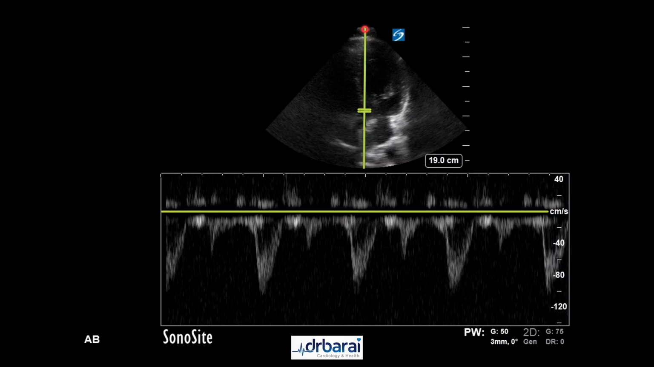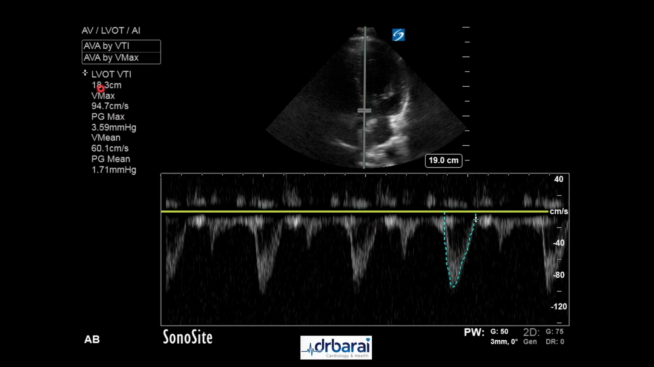And if we apply the pulse wave Doppler and place the Doppler sample volume just about 3 to 5 millimeter below the aortic valve, so the aortic valve is here, then we will get these waveforms. And we can measure the area under the waveforms by using the computer tracing technique, and that will give us the value, which is the VTI. As you can see in this particular patient, the LVOT VTI is 18.3 centimeter. What it necessarily means is that every time the left ventricle is contracting, the blood is flowing through 18.3 centimeter. That is the height of the cylinder.